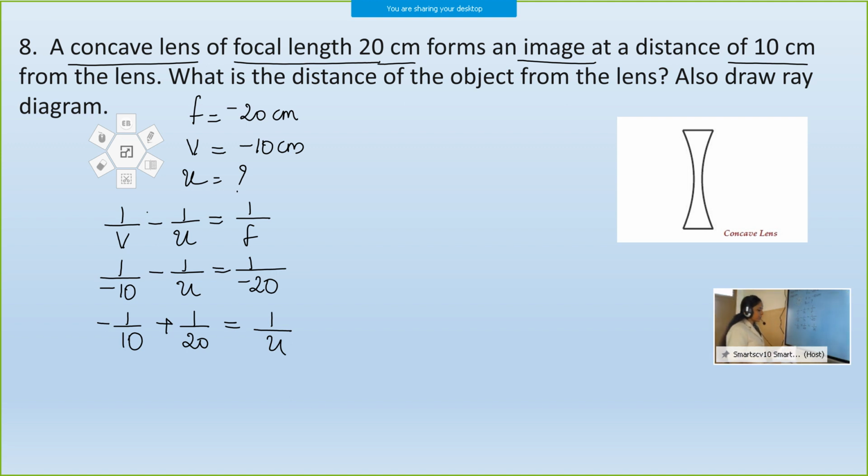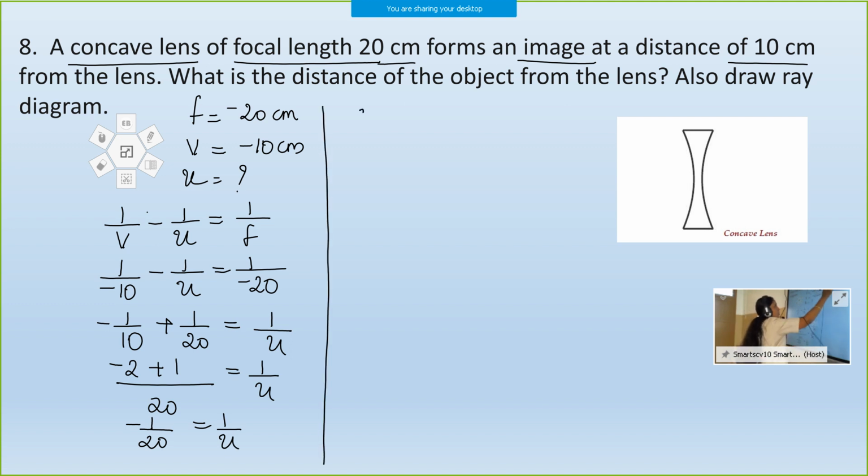So when you find the LCM of the two, what will you get? You will get 20 in the denominator. And in the numerator, 1 by 10 into 20 gives minus 2, then plus 1, that is equal to 1 by u. So minus 2 plus 1 is minus 1 by 20, which is equal to 1 by u. So what will be u? u is equal to minus 20 centimeter. So now we got the object distance.